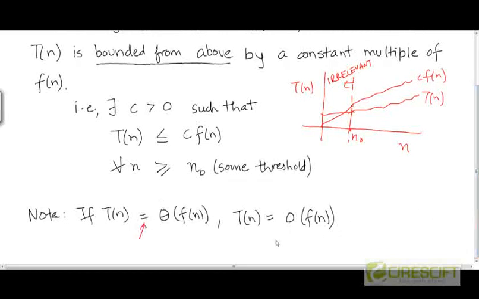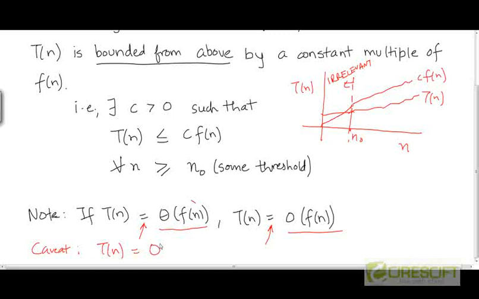Again, we have to remember that the equality sign here connotes set membership. It's not a literal equality. So if you look at this set of functions, theta of f of n, and this set of functions, big O of f of n, any function that is a member of this set must also be a member of this set. So if T of n belongs to the set theta of f of n, it must also belong to the set big O of f of n. But an important caveat here is that the converse is not true.